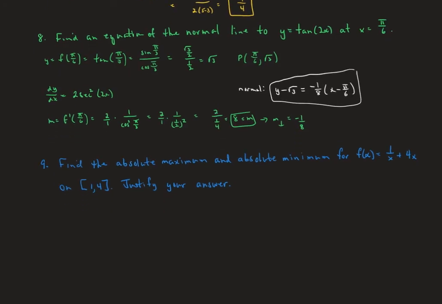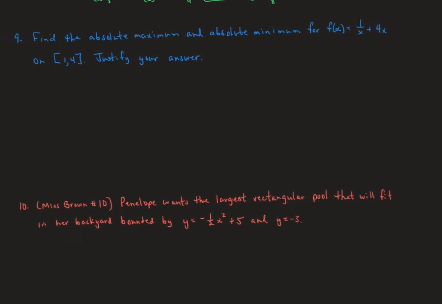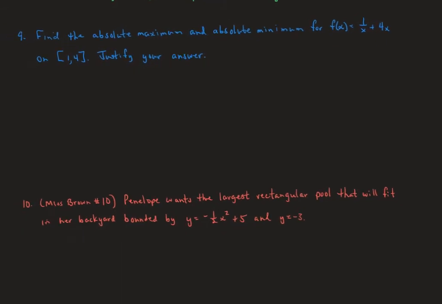Okay, let's slide up here a little bit and see if we can find the absolute maximum and the absolute minimum for our function f of x equals 1 over x plus 4x on the closed interval from 1 to 4, and we want to justify our answer. So our EVT, the extreme value theorem, says that a continuous function on a closed interval domain must have an absolute maximum and an absolute minimum. Our function f is continuous everywhere except for 0, so on our closed interval domain 1 to 4, we should get both an absolute max and an absolute min.